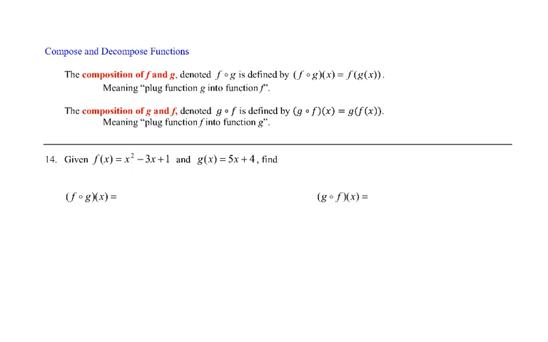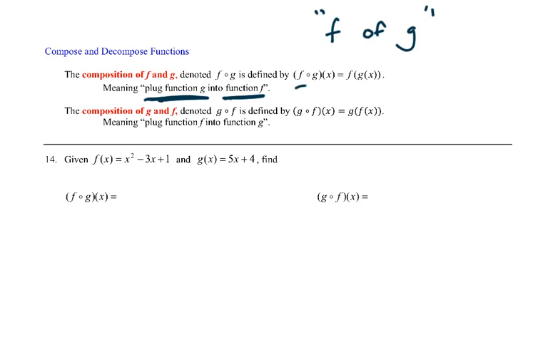The composition of f and g, denoted f, little o, g, it kind of looks like it's saying fog, but we say it as f of g, is defined as f of g of x equals f evaluating at g of x, which essentially means, in kind of layman's terms, plug function g into function f. Okay. I know that sounds insane. We're going to see examples. We can also compose the other way around, and we can do g of f of x, which is plugging function f into function g.